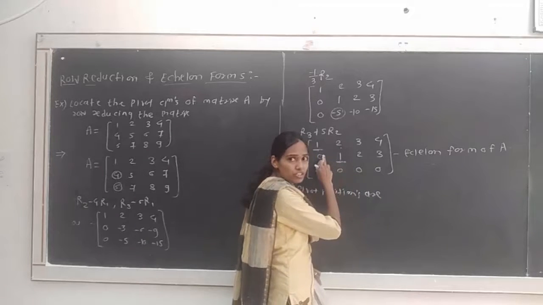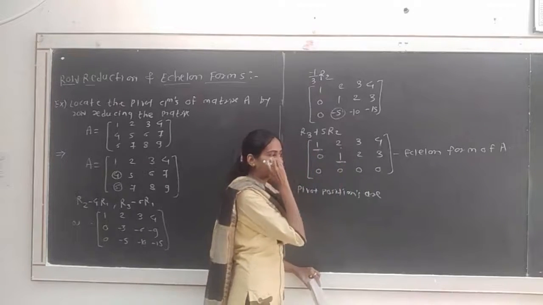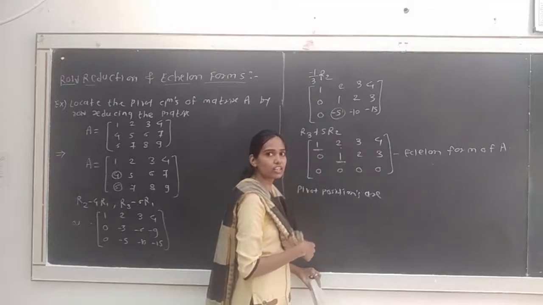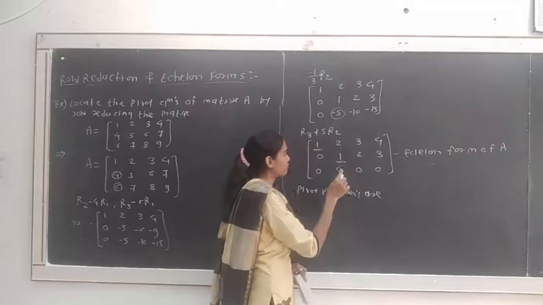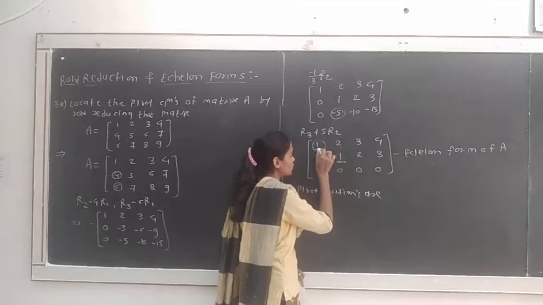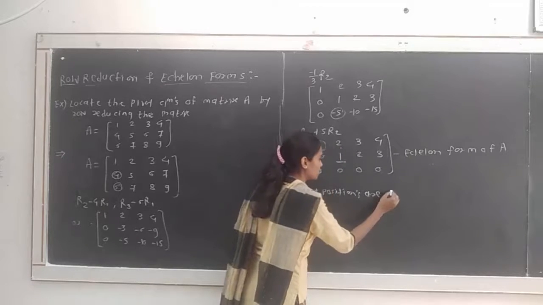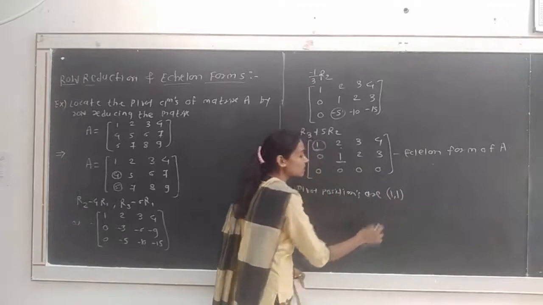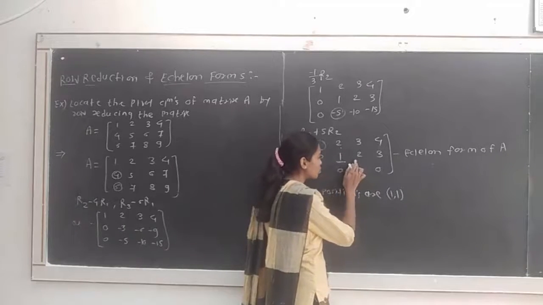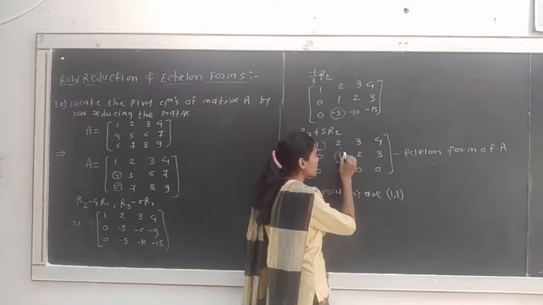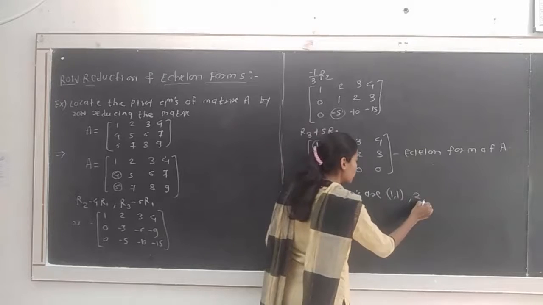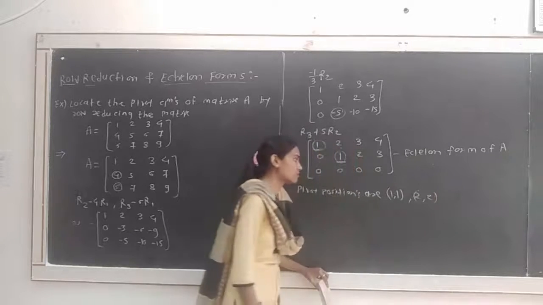Here is the pivot position definition. The pivot position is the position of the non-zero leading entry in a non-zero row of an echelon form. The leading entry of the first non-zero row will be this, so the position of this leading entry is 1 1. So the first pivot position is at 1 1. Then in the next non-zero row, the leading entry of the second non-zero row will be this one, which is at position 2 2. So the second pivot position will be 2 2.